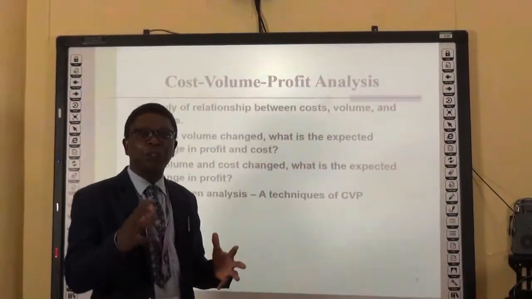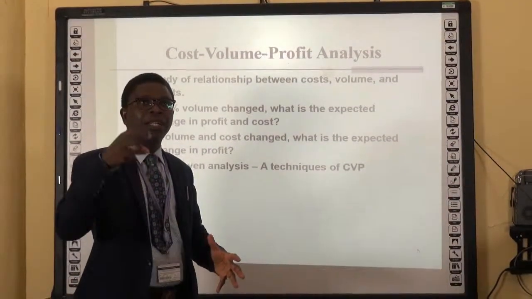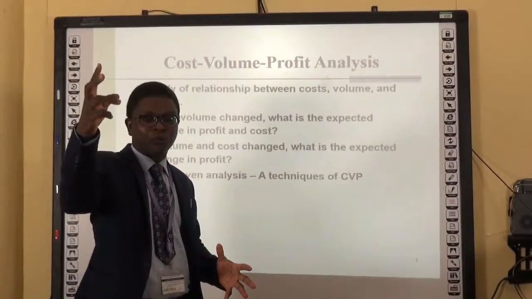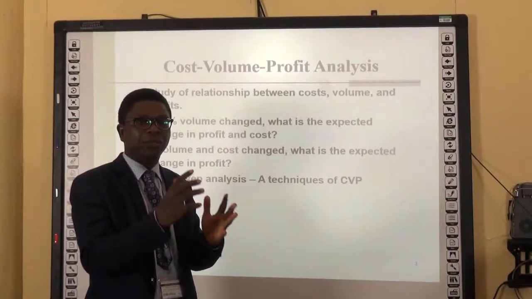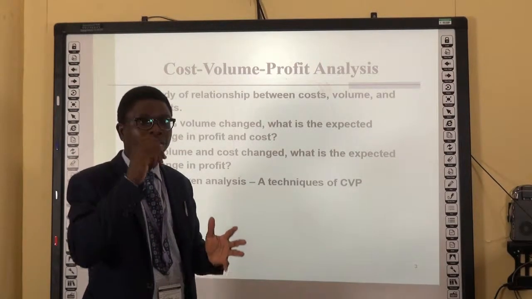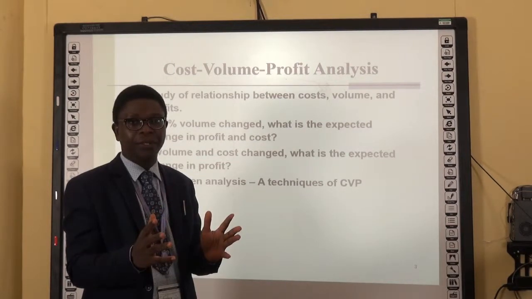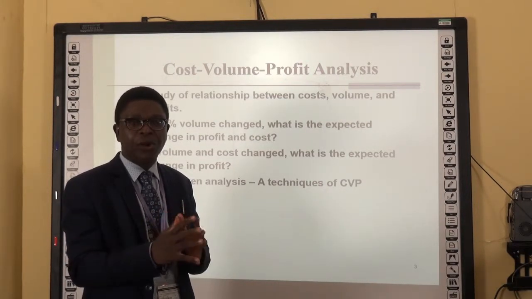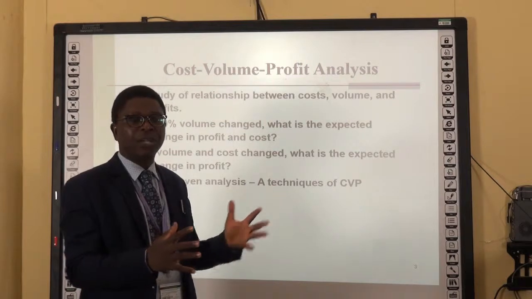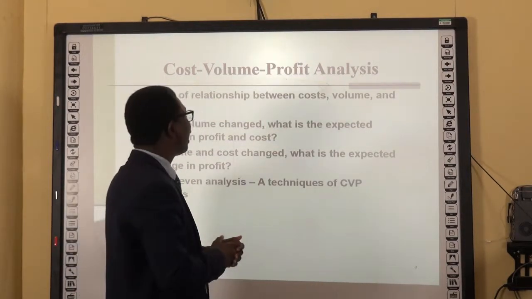Businesses can make projections from the beginning of the year when they have a target profit that, at the end of this year, we want to make a profit of, say, $1 million. What unit must we produce and sell, and what will be the cost implication? So it's very critical in budgeting, cost, volume, profit analysis.